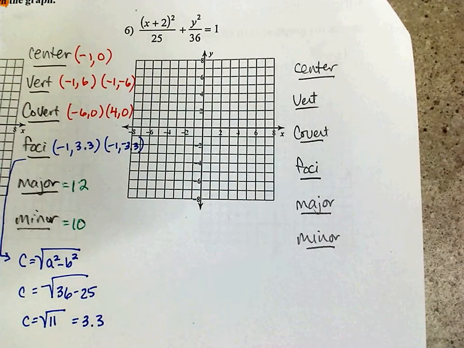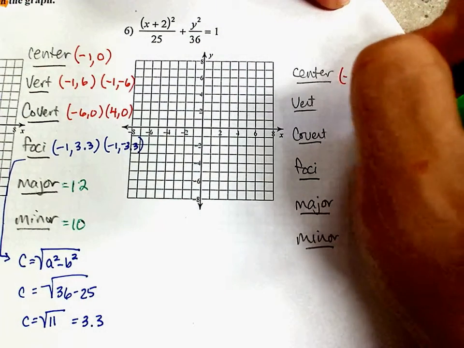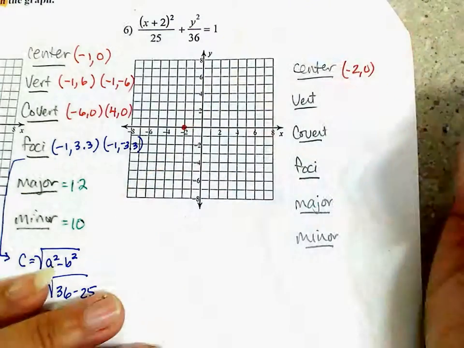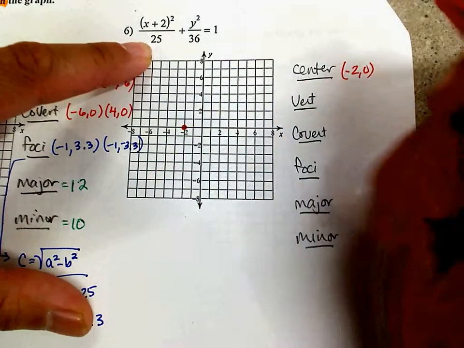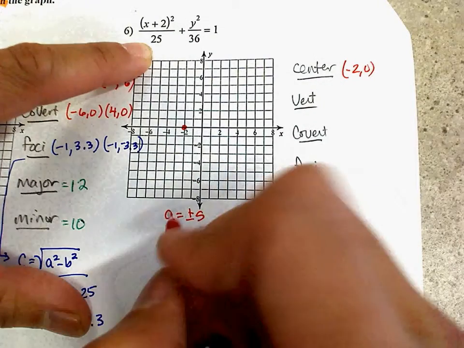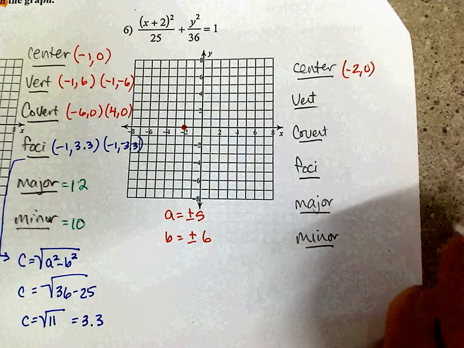All right, let's go ahead and graph. Your center is -2, 0. So I'm going to go negative 2, 0. Your A is 5, okay? Plus or minus 5, square root of 25. Your B is plus or minus 6. So from here I'm going to go 5.